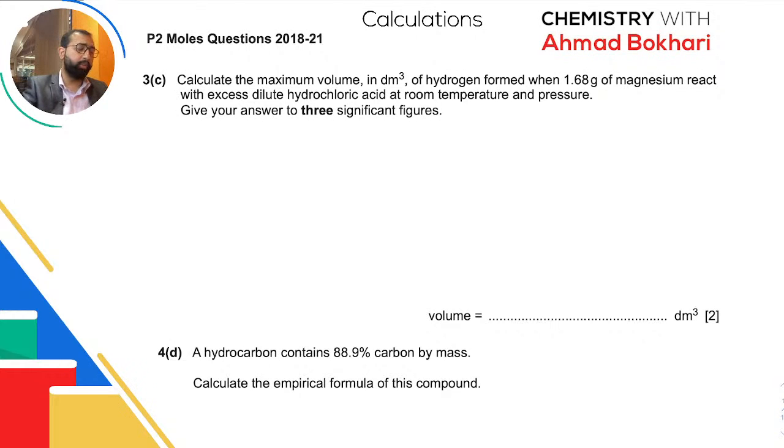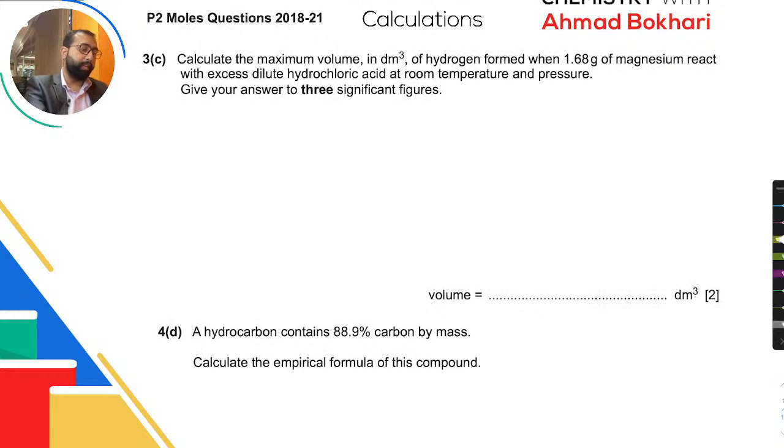Calculate the maximum volume of hydrogen formed when 1.68 grams of magnesium reacts with excess dilute sulfuric acid. Now here's the thing. What they've said here is excess dilute sulfuric acid. That word excess is super important, because what it basically translates to is: ignore this thing. Ignore this substance. Right now you have more than you need, so just ignore this. So what does that make magnesium?